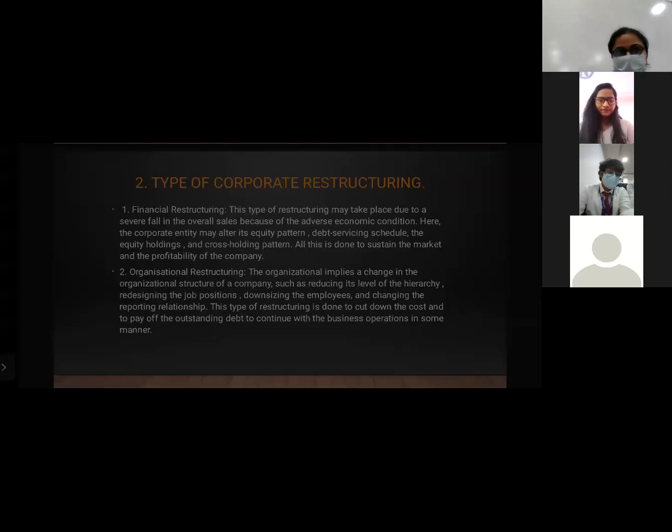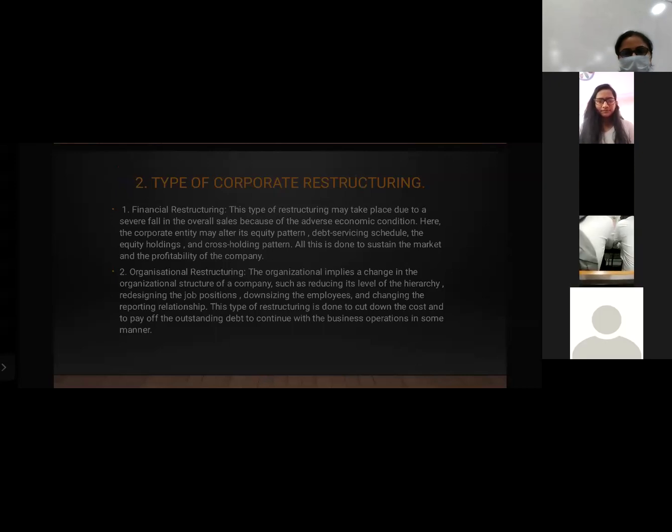Okay, ma'am. There are two types of corporate restructuring. First one is financial restructuring and the second is organizational restructuring. Financial restructuring may take place due to a severe fall in overall sales because of adverse economic conditions. Here, the corporate entity may alter its equity pattern, debt servicing schedule, equity holdings, and cross-holdings pattern. All this is done to sustain the market and the profitability of the company.